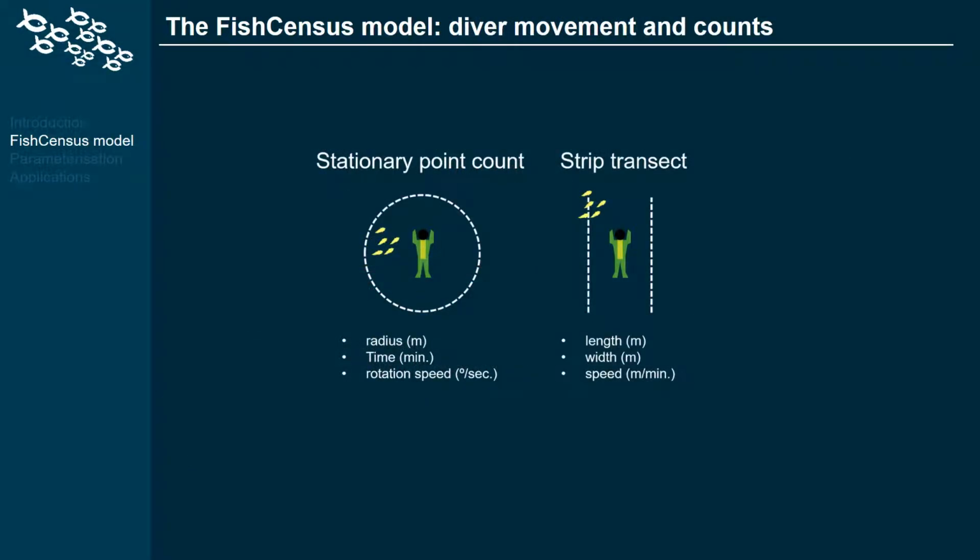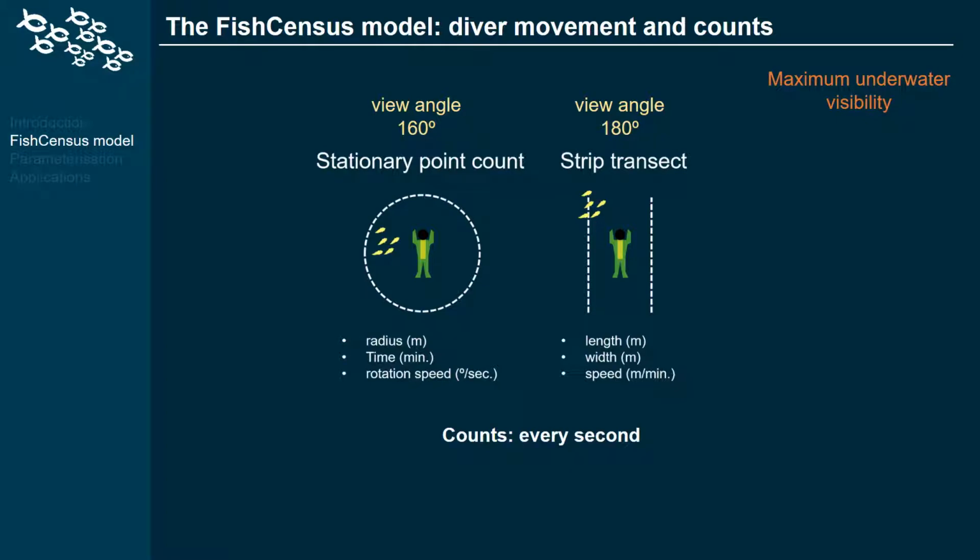So in the model, for the sampling model, we have several parameters. We can choose the method, stationary or strip transects, with all their different measures. We can have fixed view angles for the divers, a limit for underwater visibility. Counts occur every second. This is mostly for performance reasons. There's no need of counting every tenth of a second, because fish that are counted are not immediately recounted. They go to a memory list, and I will talk about that in a minute.